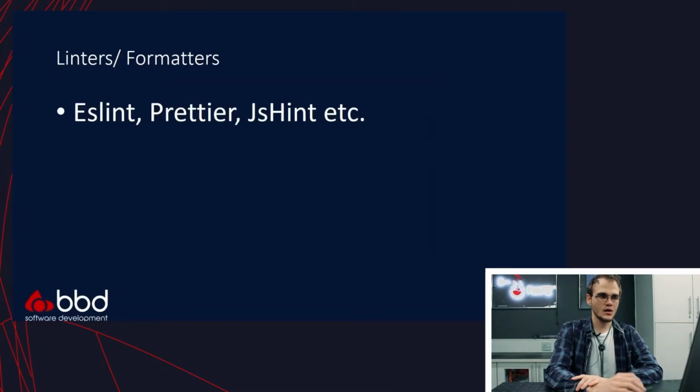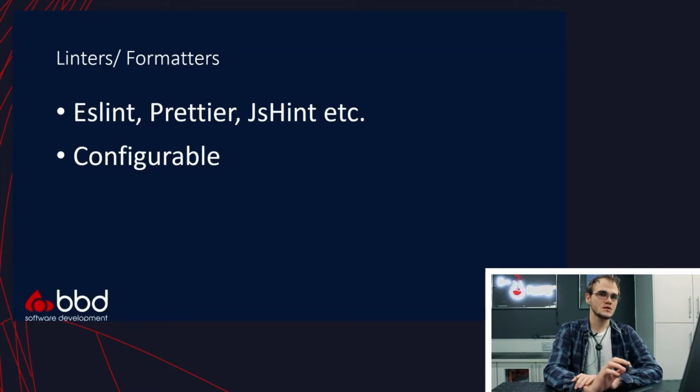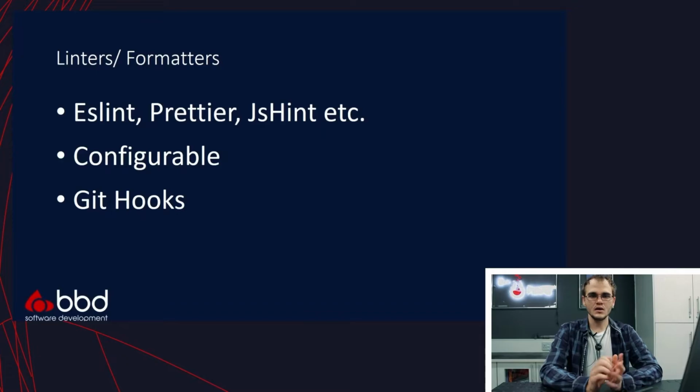Linters and formatters, there are tons of them. ESLint, Prettier, JSHint, etc. The benefit around linters and things like that is that they are fully configurable, so you can set the rules that you want your team to abide by. You can define these rules and set them up. Once you have those rules, you can use things like Git hooks to enforce them, so that when your developers push up to a repository, those rules are actually enforced and they have to abide by them. Otherwise, the push will fail.